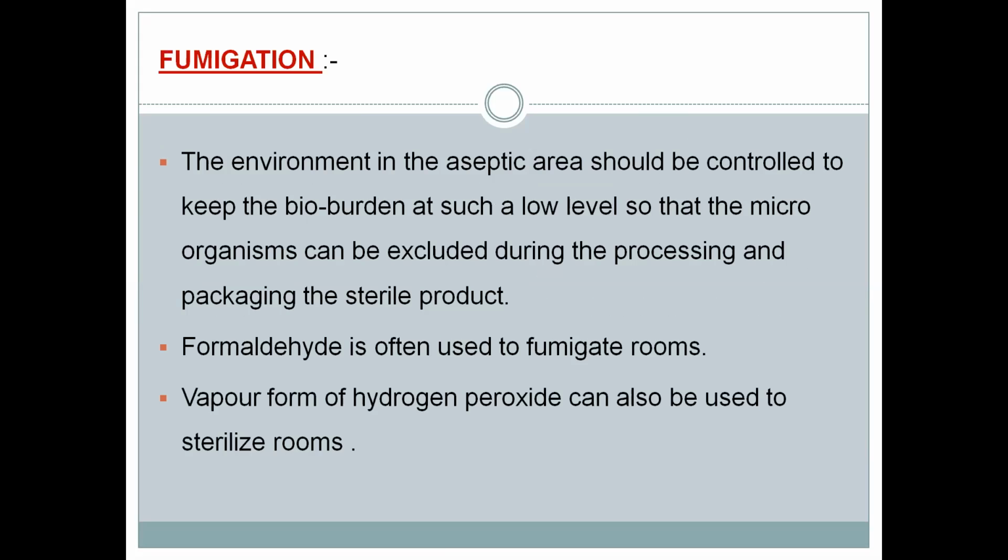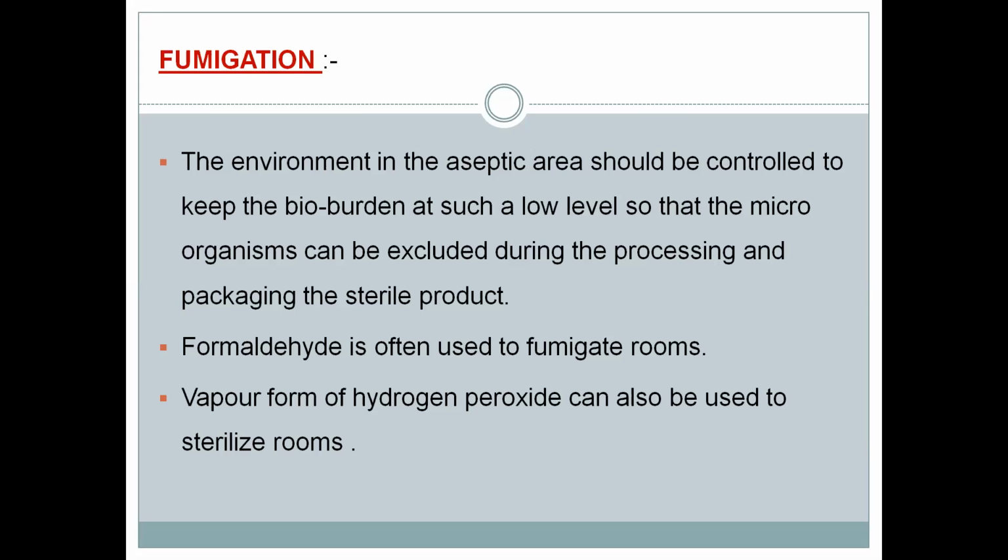Fumigation. What is this fumigation? The environment in the aseptic area should be controlled to keep the bioburden at such a level so that the microorganisms can be excluded during the processing and packaging of the sterile products.